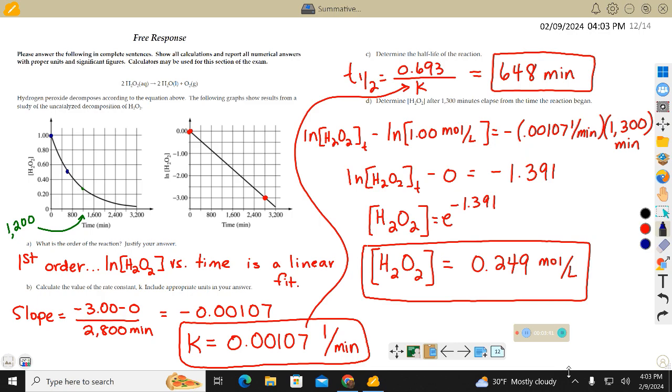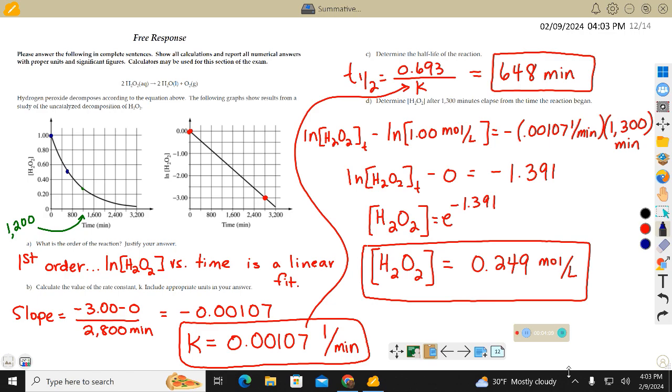So you solve this algebraically the best you can. You'll end up with natural log of the concentration equals negative 1.391. And to get rid of that natural log, we would do e to the negative 1.391. Now I end up with about 0.249, 0.25 moles per liter, but I can also look on the graph and see if this is reasonable.